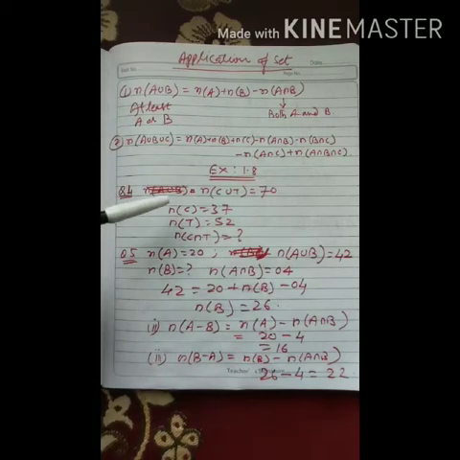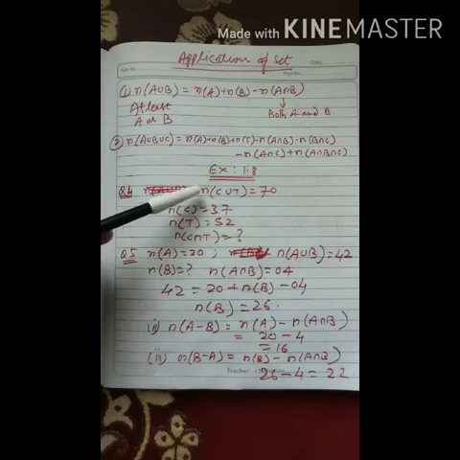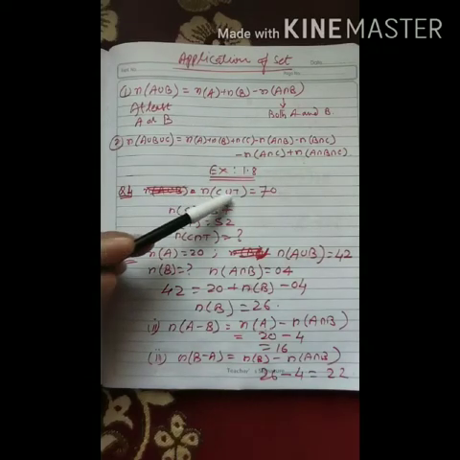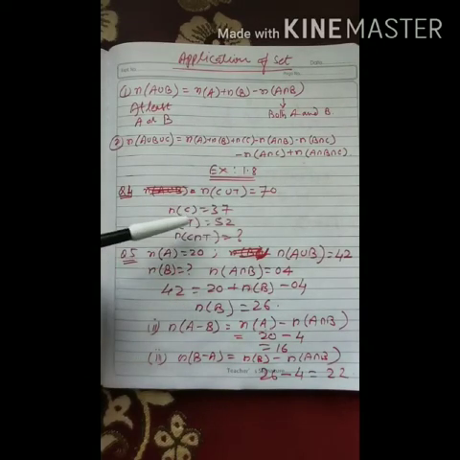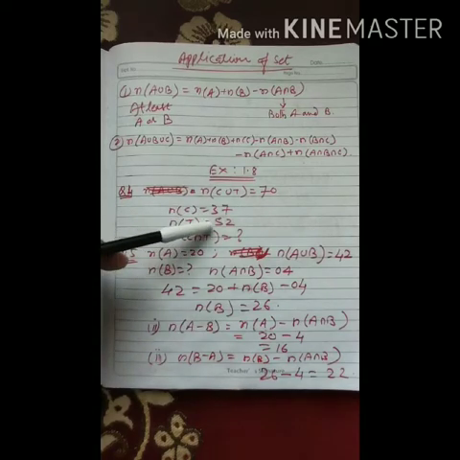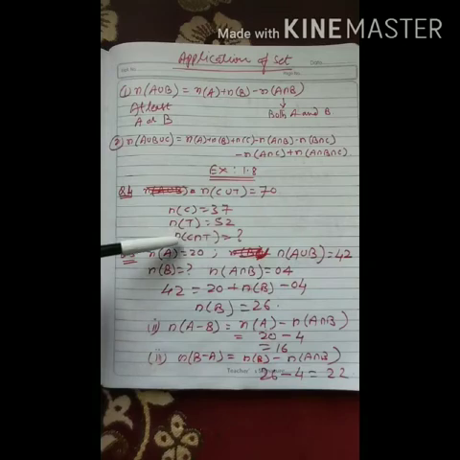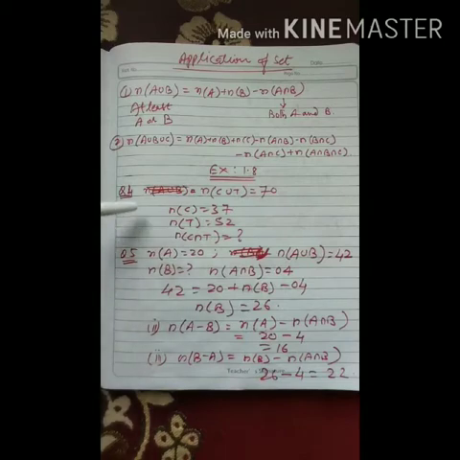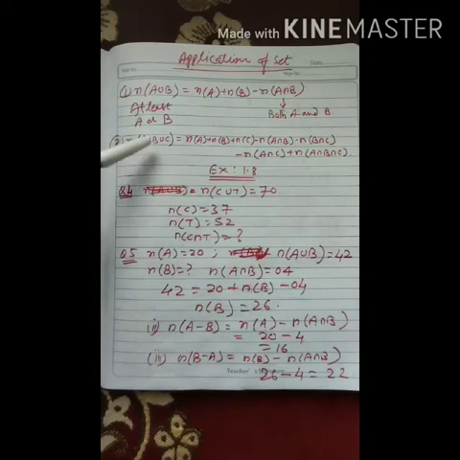First example, if the condition is in this form: n(C union T) is given as 70, n(C) is given as 37, and n(T) is given as 52, and we have to find the intersection, that is n(C intersection T). We have to find this. So as simple as that, apply the formula straight away. We will be able to get the result.